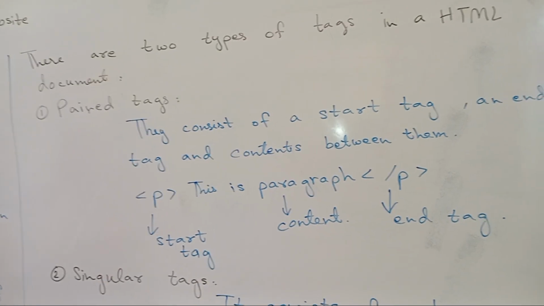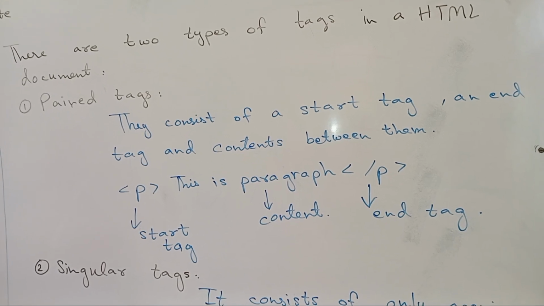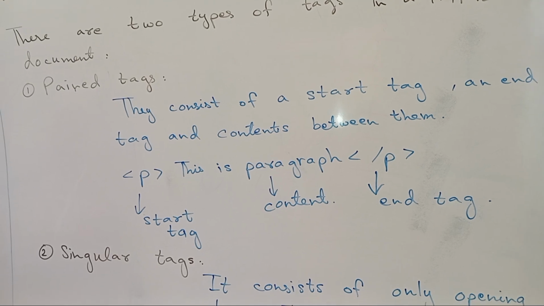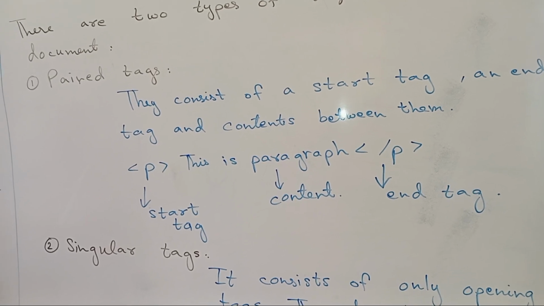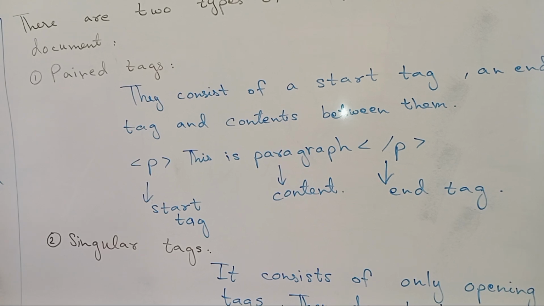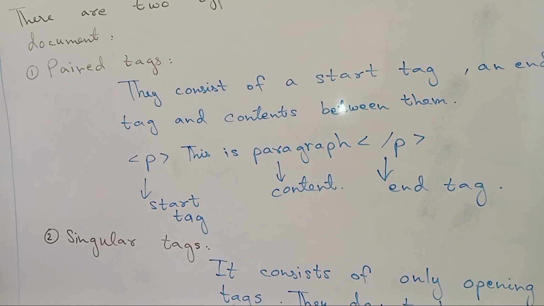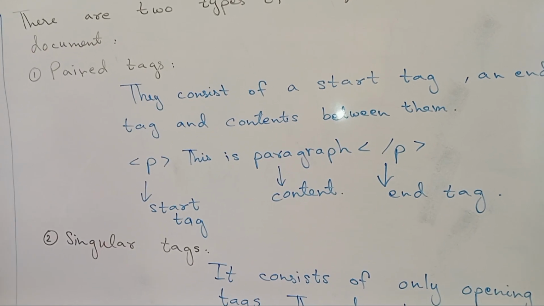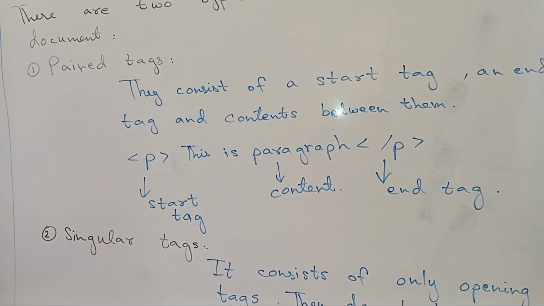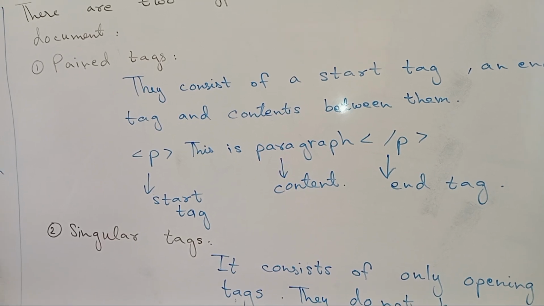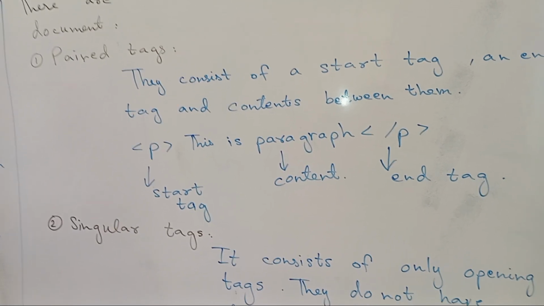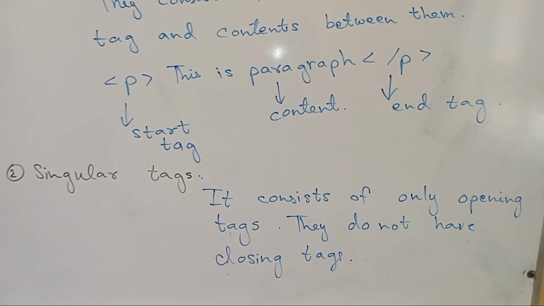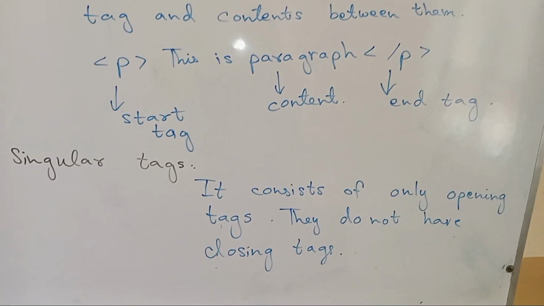Number one is the pair tags, right? They consist of a start tag and an end tag and contents between them. As I have explained to you, there is a start tag, in between the two tags there is content, and there is an end tag. Now, a tag which consists of both opening and closing tags is called a pair tag, right? And the singular tag basically consists of only an opening tag. They do not have closing tags in them.